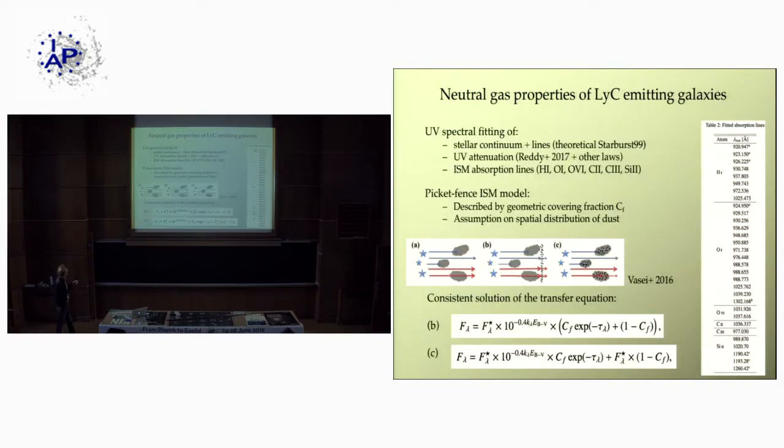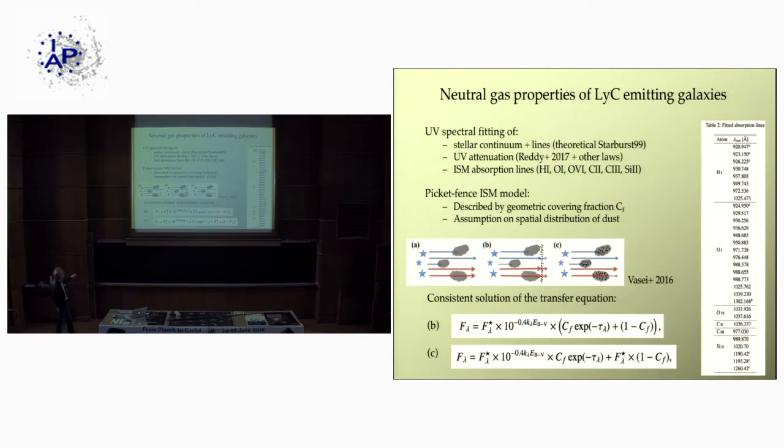So basically, to do that, you have to do some modeling of the stellar spectrum, of the UV attenuation and the absorption lines. You have to make some assumptions on the geometry, so either a picket fence or a uniform one, and you have a distribution. You have to make some assumptions on where the dust is, and then for these different geometries you can write down the transfer equation, and you can fit the different lines and the spectra.